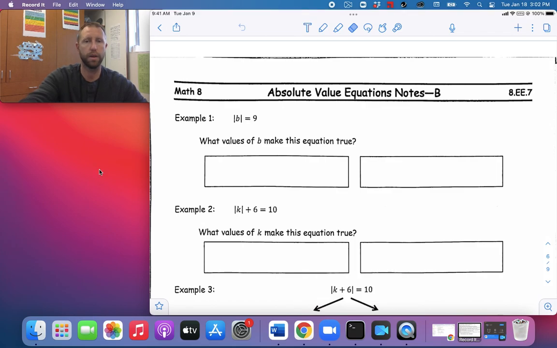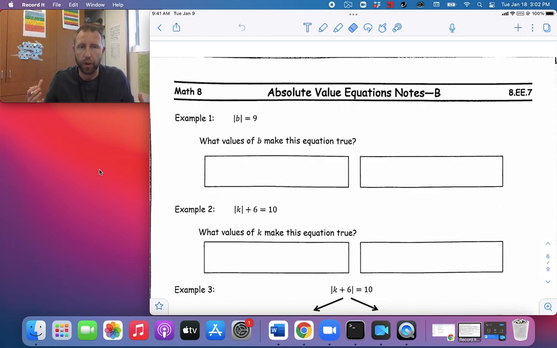We are on to the last section of your packets for this little mini unit here. We're doing absolute value. So guys, I'm on absolute value equation note B in your packets. If you turn to that page, just follow along with these notes. This uses a lot of what you've learned with solving equations, and you saw that you still use that with solving inequalities, and now I'm going to show you that we use it with absolute values too.